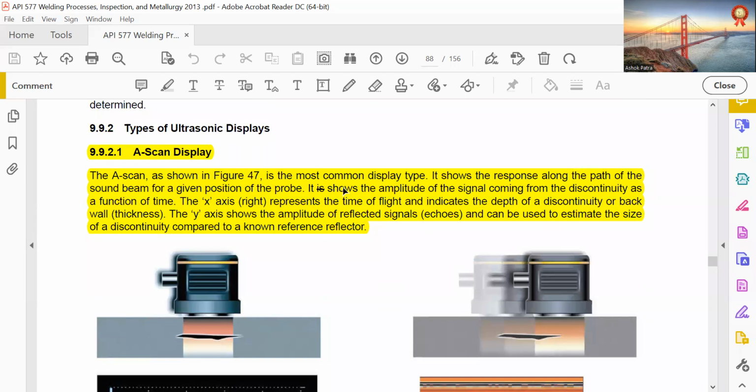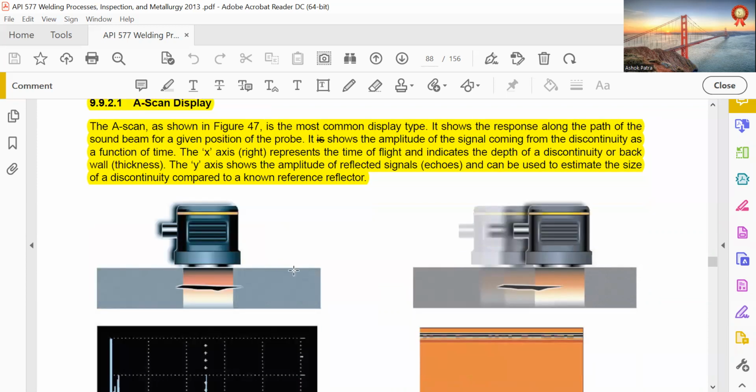The A-scan, shown in figure 47, is the most common display type. It shows the response along the path of the sound beam for a given position of the probe. It shows the amplitude of the signal coming from a discontinuity as a function of time. The x-axis represents the time of flight, an indication of the depth of the discontinuity or back wall thickness. The y-axis shows the amplitude of deflection of signals, echoes, and can be used to estimate the size of the discontinuity compared to a reference reflector.